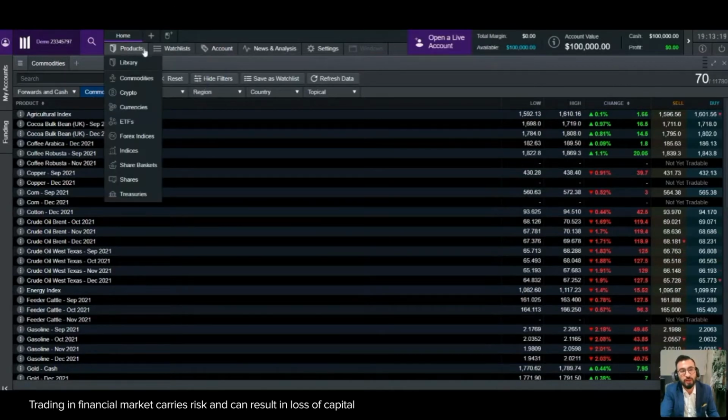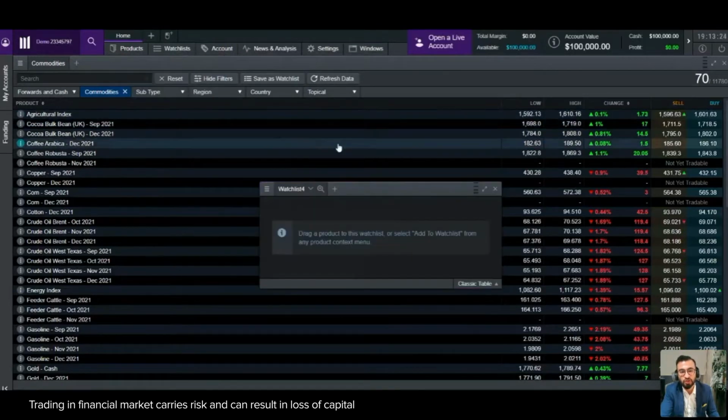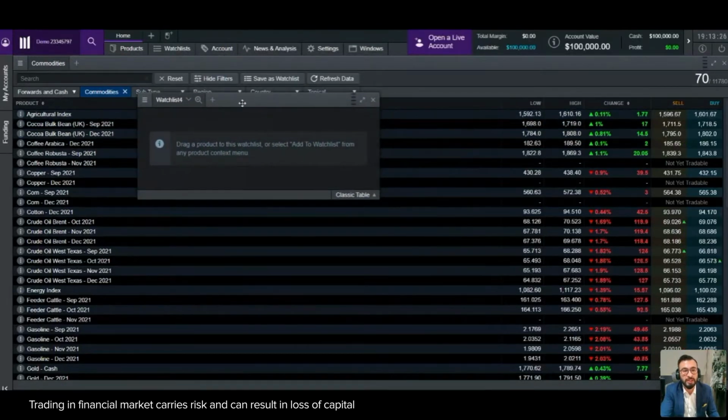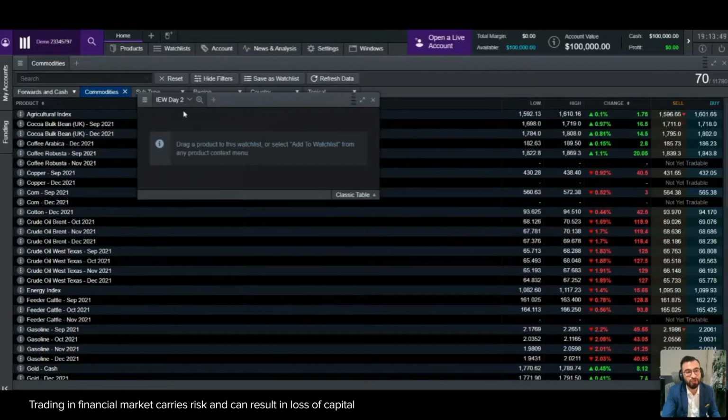From your products library, move on to the watch list, click on create new watch list. You will see a small window opening here. You can name this watch list by clicking these three options right here. When you click on this menu, select and name it Investor Education Week, Day 2, for example, and just click anywhere outside so you have a name, Investor Education Week Day 2.